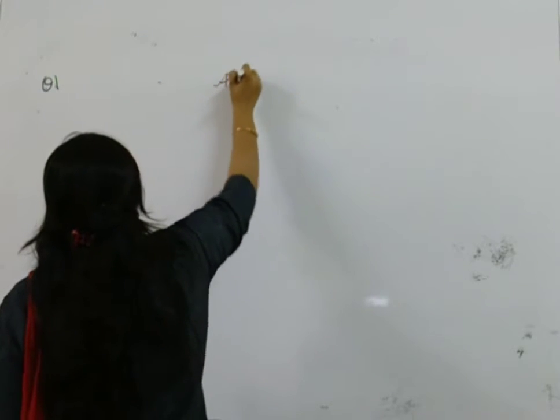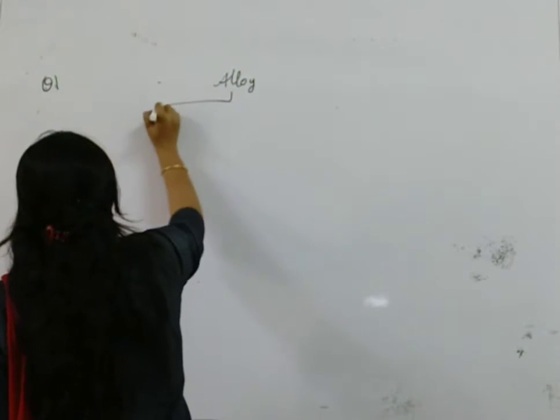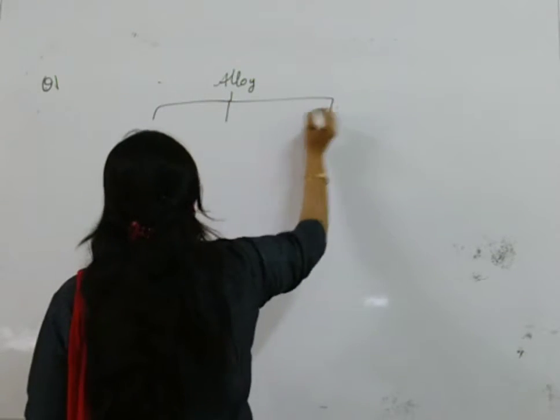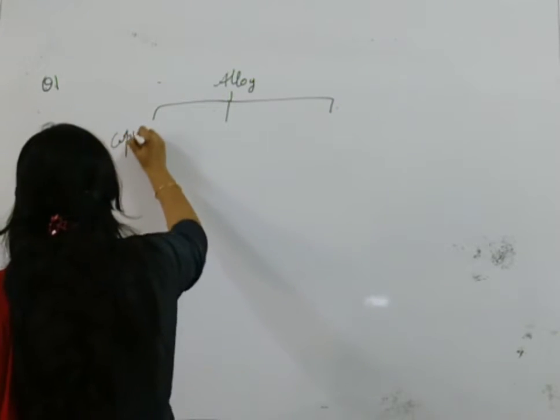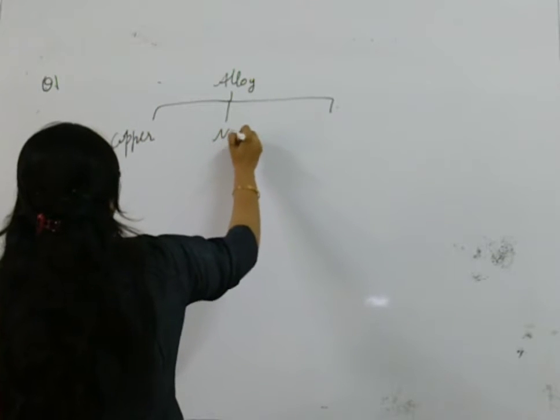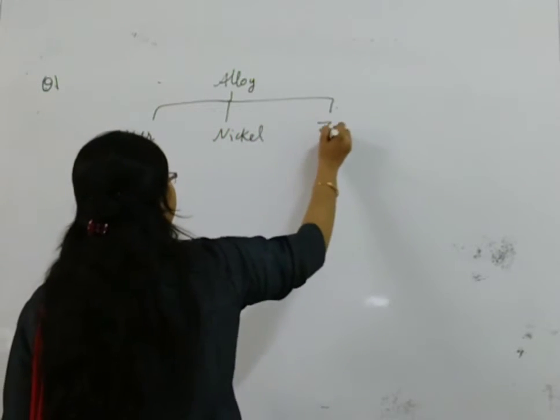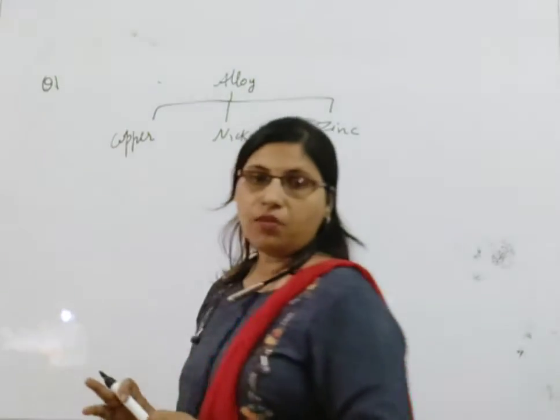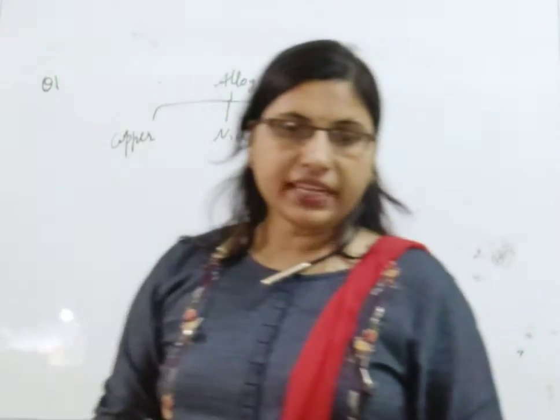Question number 18. In question number 18, we are talking about an alloy. What is an alloy? An alloy is a mixture of elements. So which elements do we have here? Copper. It is an alloy, and it is a mixture of three things. First one is copper, second one is nickel, and the third one is zinc. Now how much copper is there? The copper is 40%.